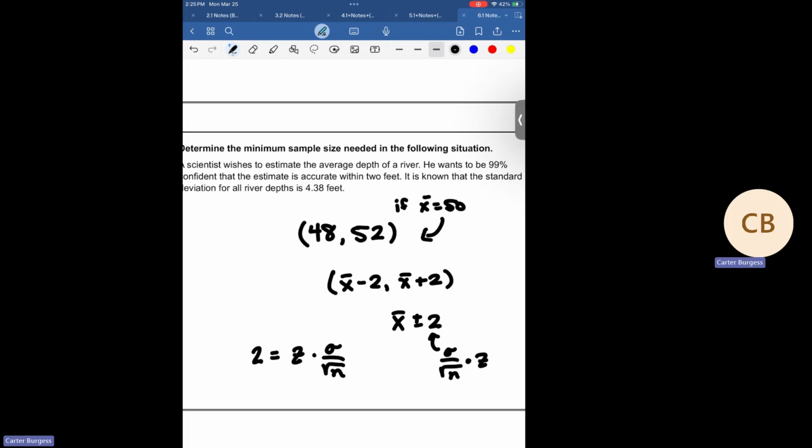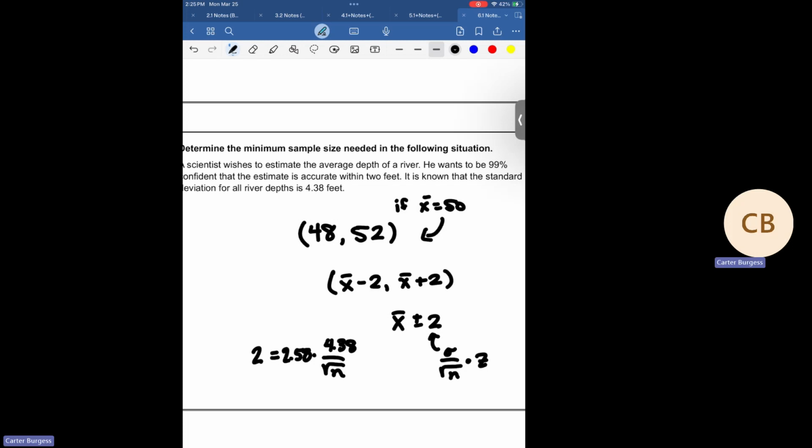Okay. What is the sigma that we're working with here? 4.38. Okay. What is the z-score that goes alongside a 99% confidence interval? 2.58. If I'm going to use +2 as my error, we'll use +2.58 as my z-score. If I were using -2, I could use -2.58 as my z-score. So this is going to be 2.58. And we are solving for n.